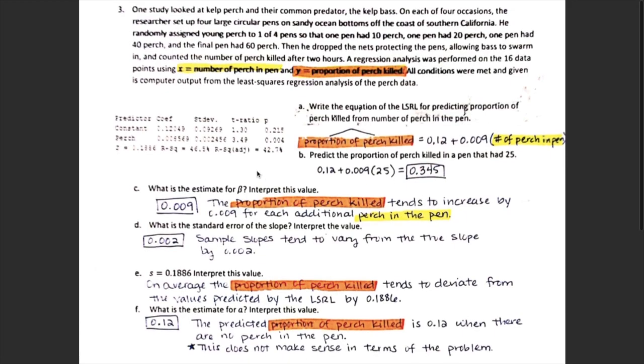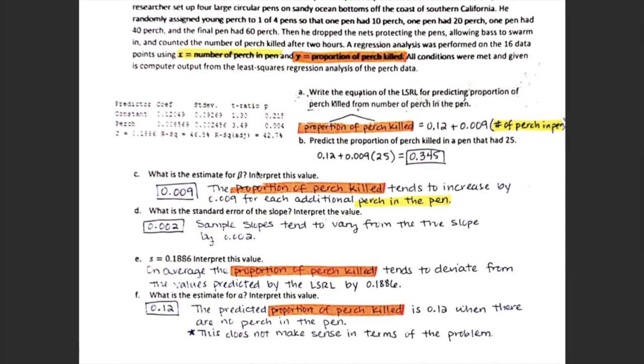Okay, part C, what's the estimate for beta, right? Your population slope, it's just your sample slope. Okay, so the 0.008569, so rounded again, 0.009. And then it asks you to interpret it. Okay, so how's your y changing for each x? So I come back up here, what is y? The proportion of perch killed tends to increase, since I have a positive slope, by 0.009 for each additional x, right? The number of perch in the pen.